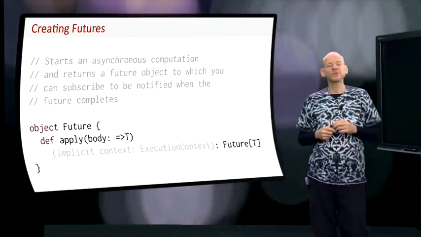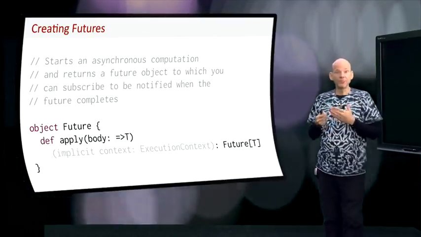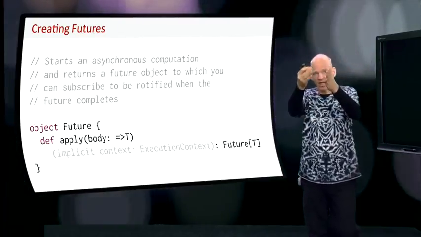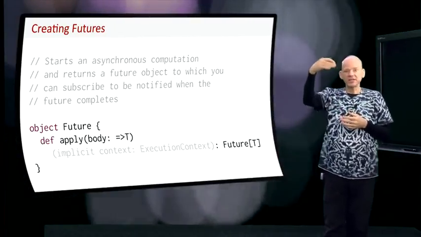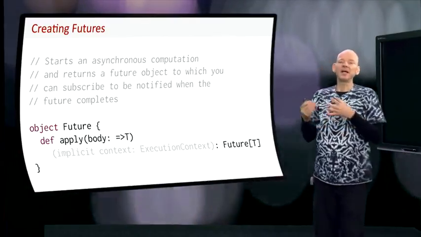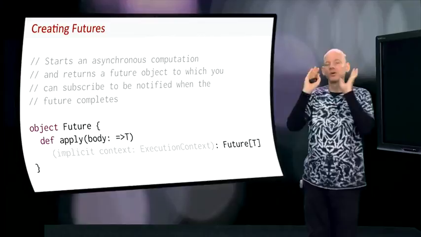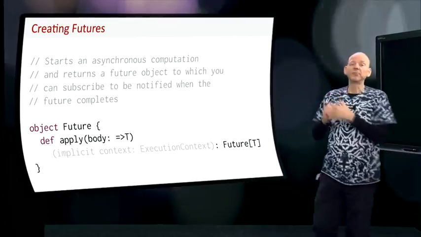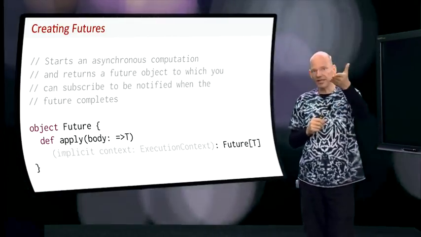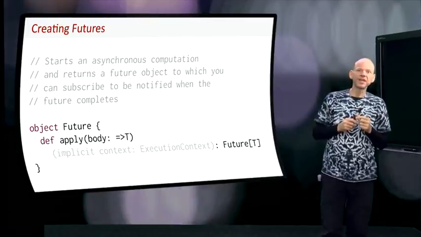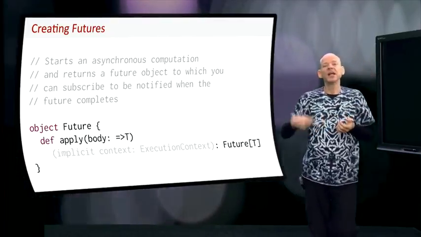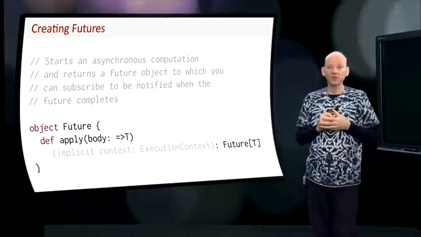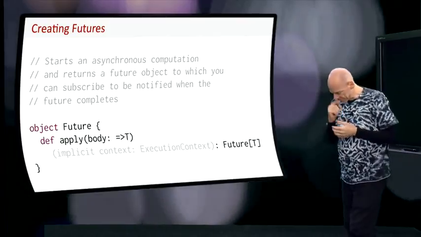So here's how you construct a Future. A Future takes a body, a computation, and here you see this by-name function, arrow T, and it takes an implicit execution context, and then it returns a Future. And again, don't worry about the execution context because we are importing the implicit global execution context. But what this constructor does is it starts an asynchronous computation and immediately returns a Future that you can register a callback with when the Future completes.